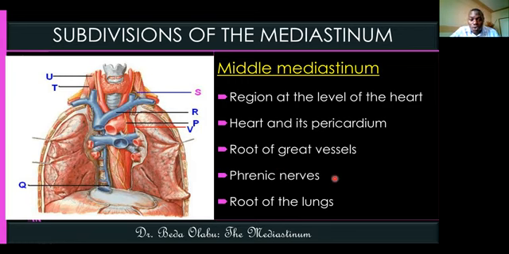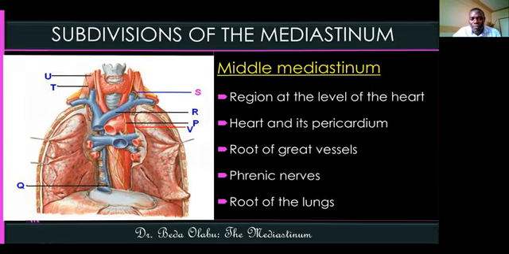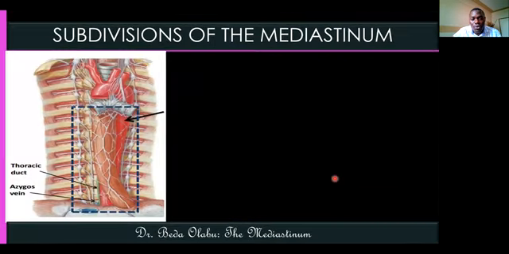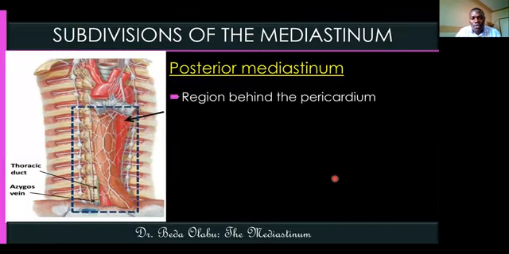As those structures go to the lungs, they must pass through the mediastinum, and that is why they are part of the mediastinum. That is the middle mediastinum. Now let's talk about the posterior mediastinum. Based on our definition, the posterior mediastinum is a region behind the pericardium. This region contains the descending aorta.